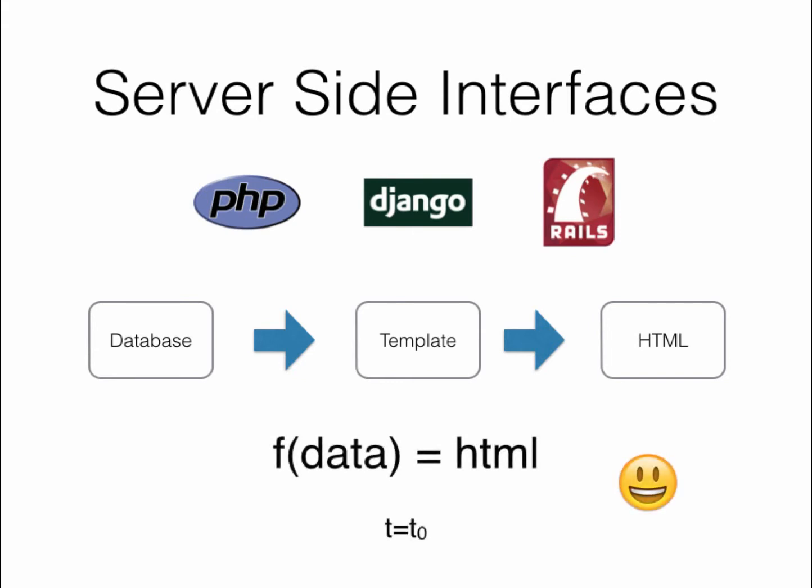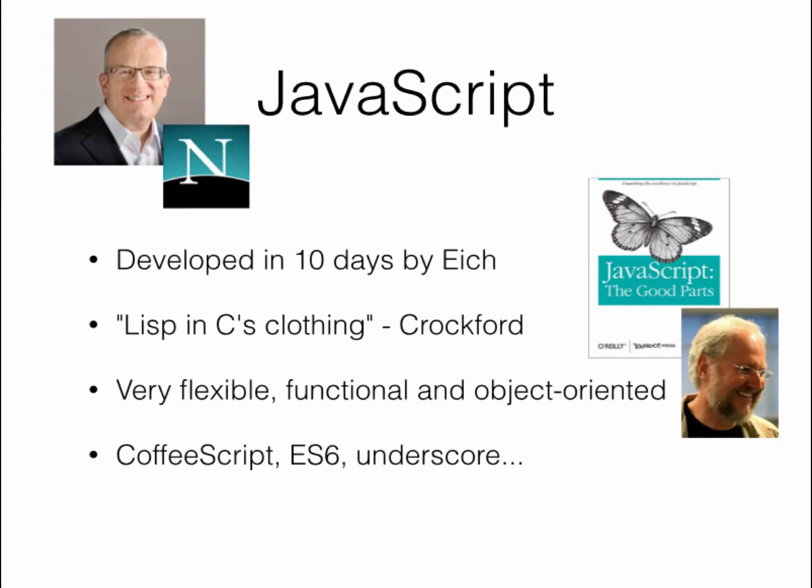Actually, we could abstract this as a function that simply accepts some data and outputs some HTML. And effectively, we are freezing time when we do this. That is, when we approach the database for data, afterwards we assume that the data doesn't change during our rendering phase. Now, let's turn back to why client-side interface building is hard.